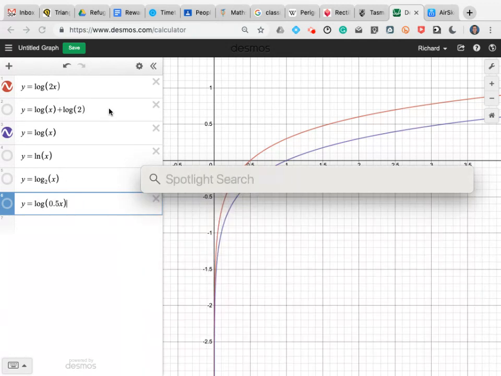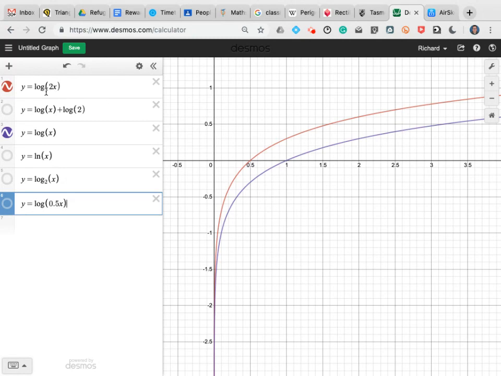Okay, ready for it? This is cool. Parent graph is the purple one. Log 2x is the red one. This next one is going to be green. It's log x, a vertical translation of log 2. Ready? Oh, it's blue, sorry, light blue. You ready? I'll turn it off. It's exactly the same graph.